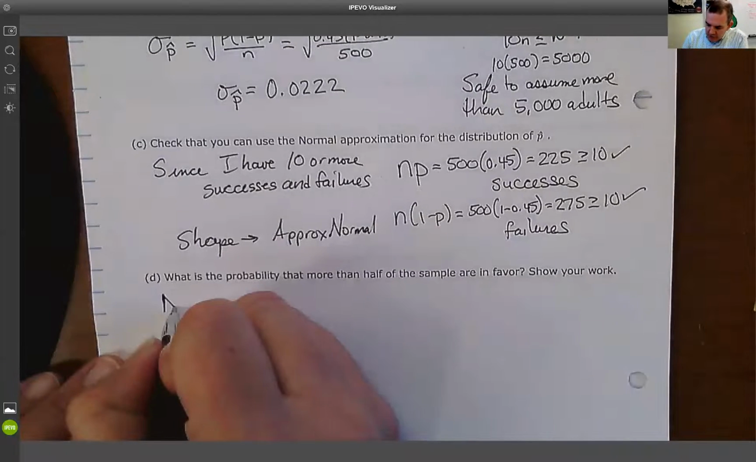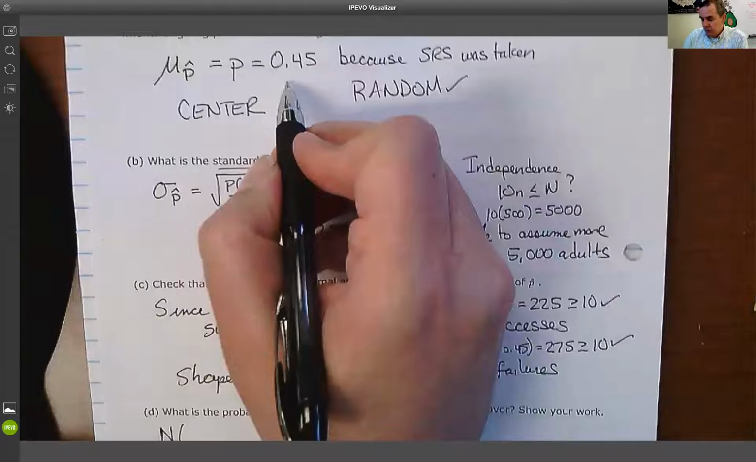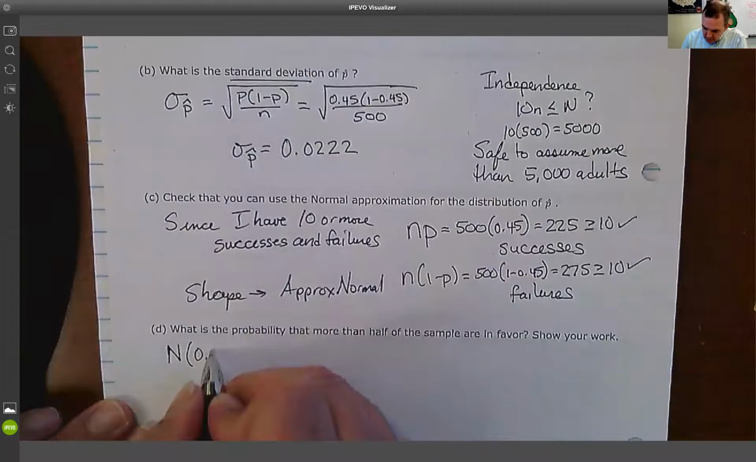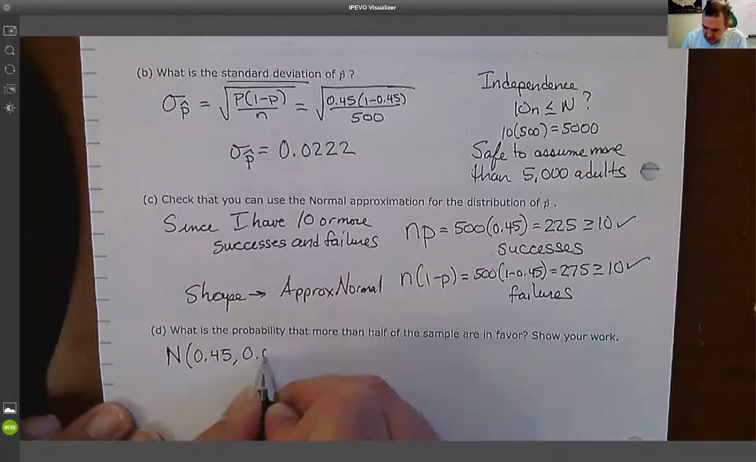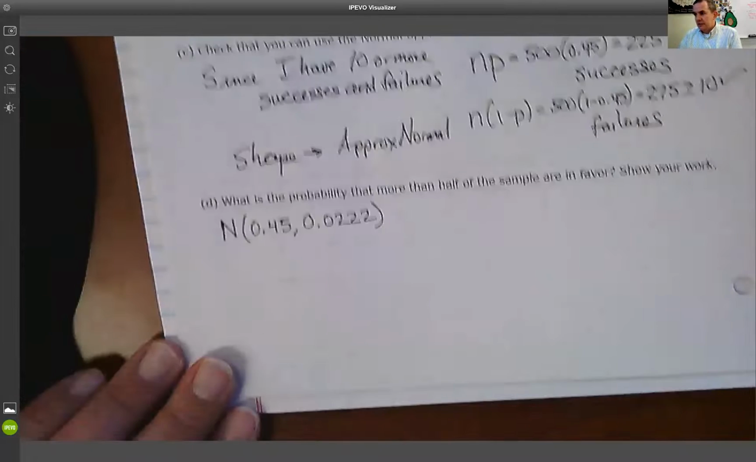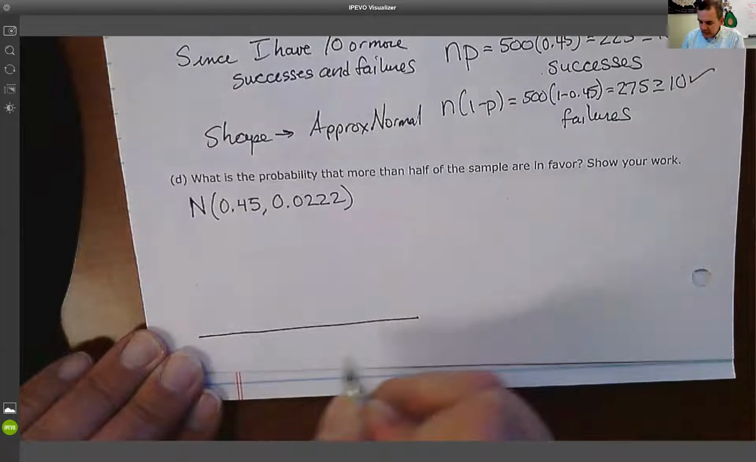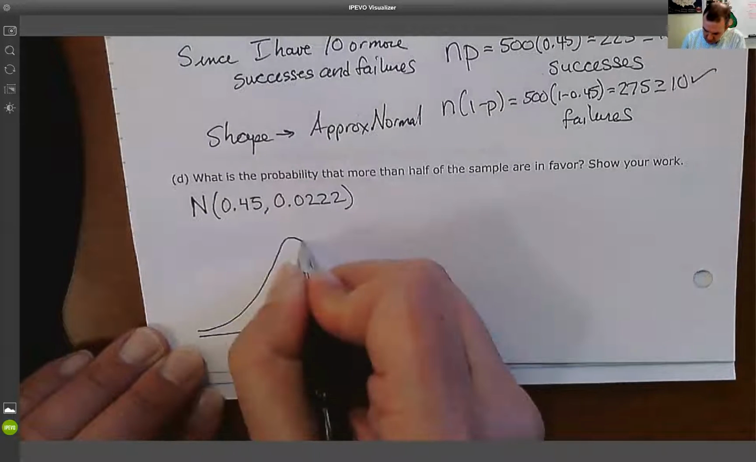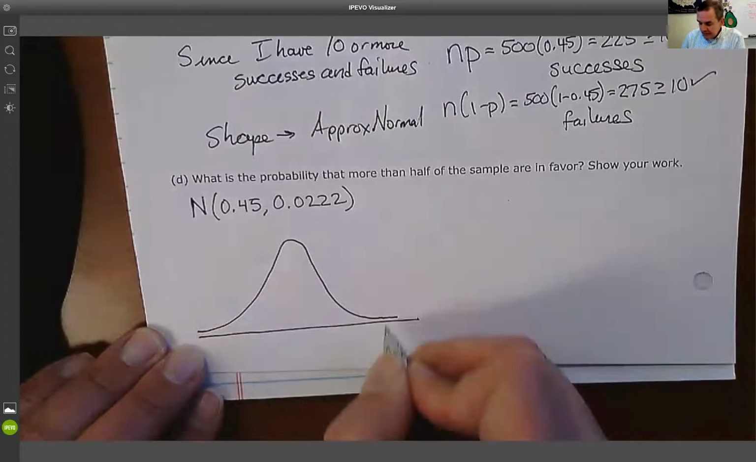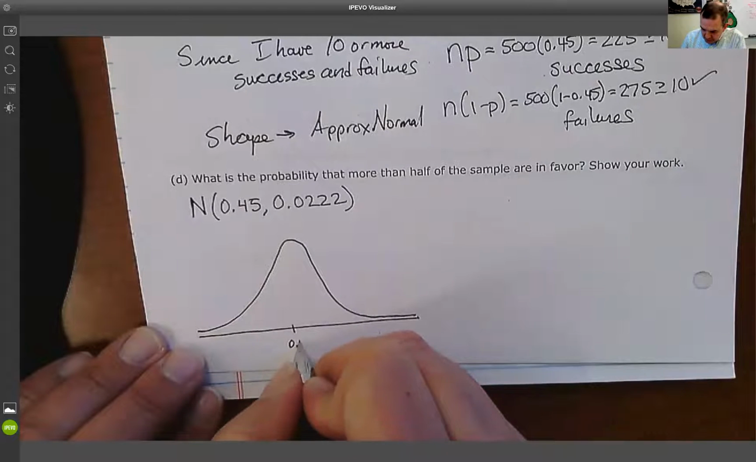I now have a normal distribution here, centered at 0.45 with a standard deviation of 0.0222. So now what this means is the following. I can now go ahead and draw myself a curve. I can put down a normal curve. What I can now do is figure out all the numbers to put on here. Mean goes in the center, 0.45.